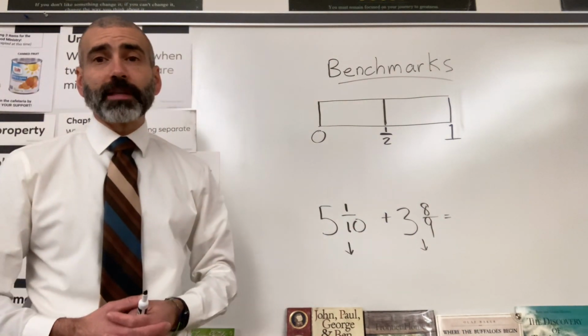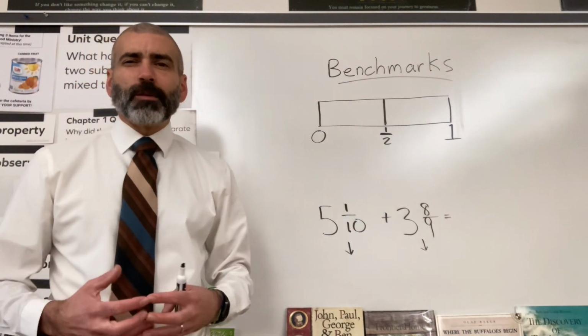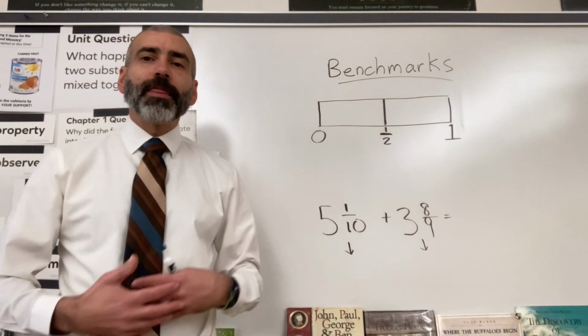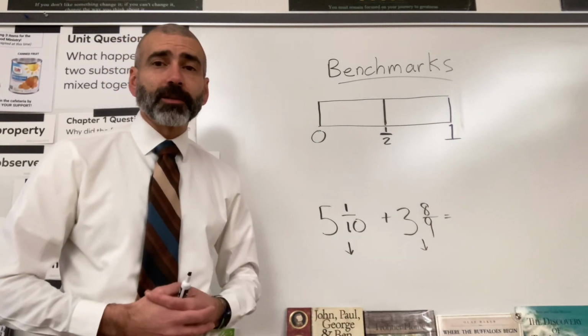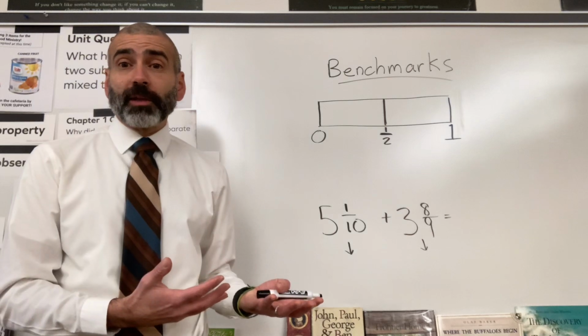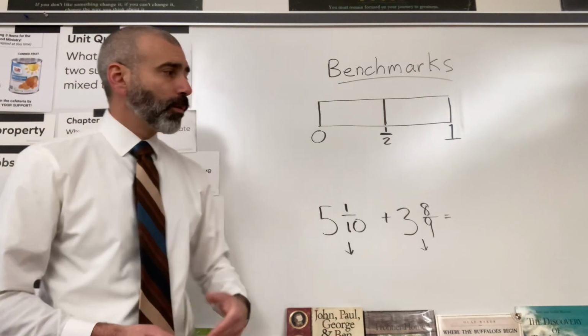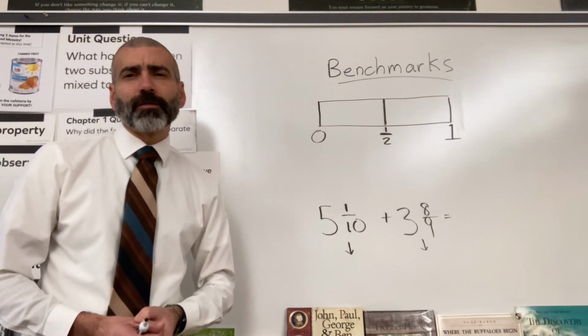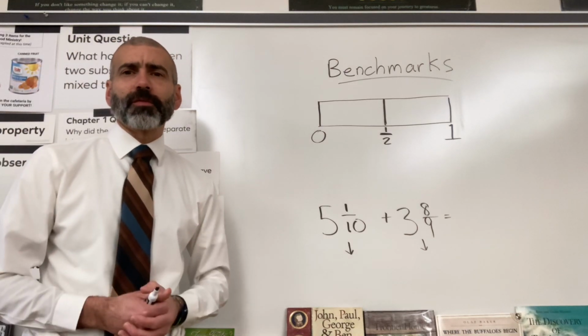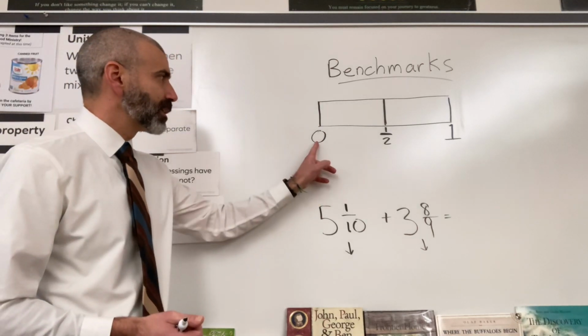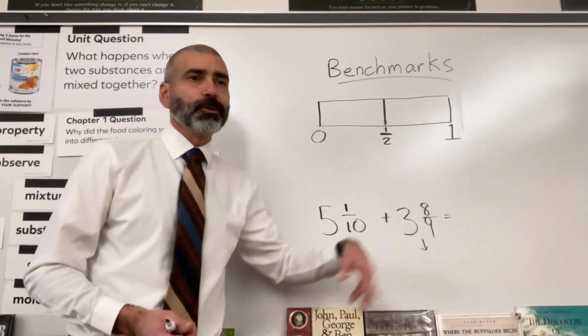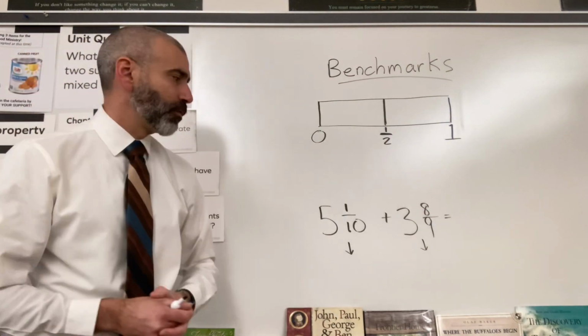When we estimate with decimals, it's pretty easy. We just round each decimal and then we get our estimate, our about answer. That will tell us if our real answer is reasonable or not. That's one of the main reasons why we do estimate. But when we have fractions, it's a little bit different because there's no real rounding rules with fractions. Instead, we use these things called benchmarks to help us round the fractions.